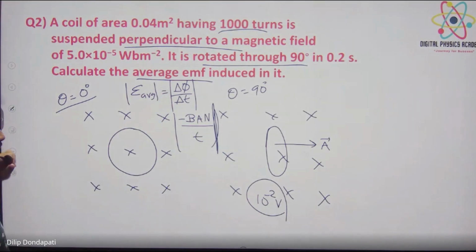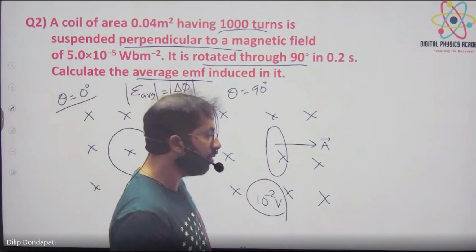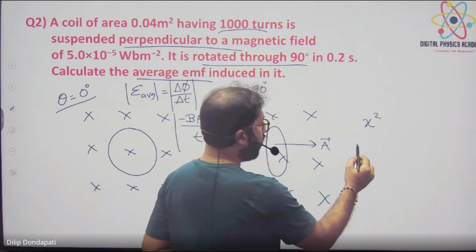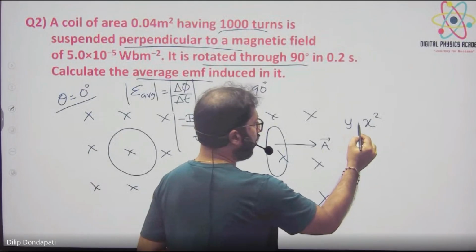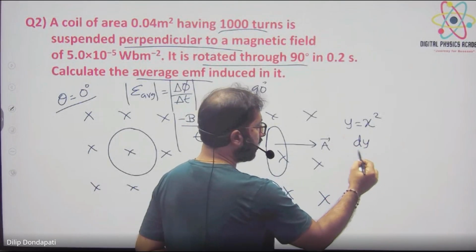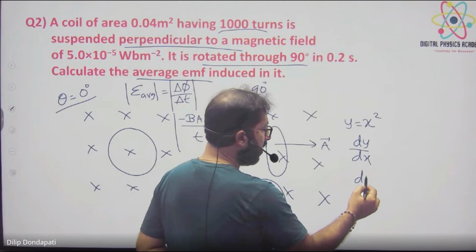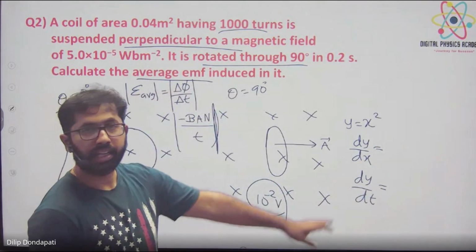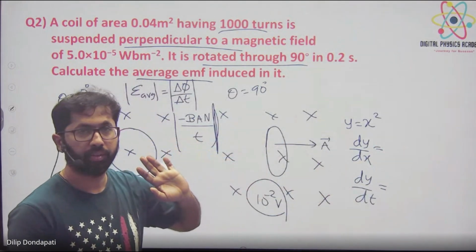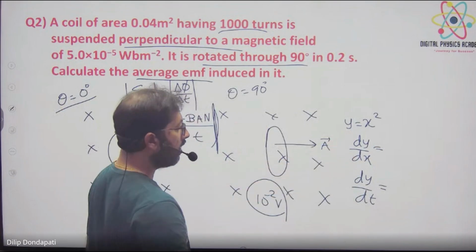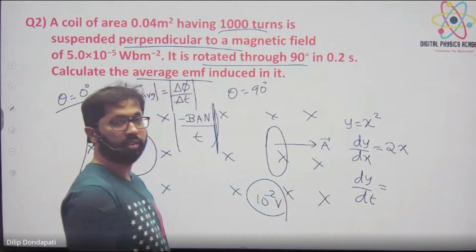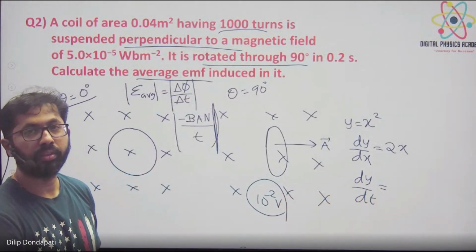Now, while doing differentiation in questions, you have to remember this. Suppose you have x square. I want to differentiate y equal to x square, dy by dx and dy by dt. Tell me, how much is this, and this? And x is a function of time. Then what is the answer? dy by dx is 2x. Now dy by dt is how much? It is 2x times dx by dt.